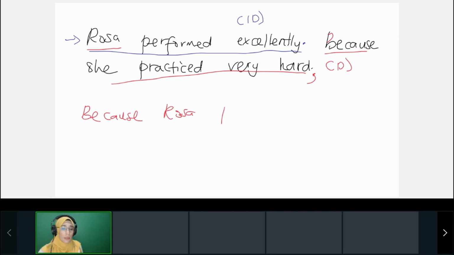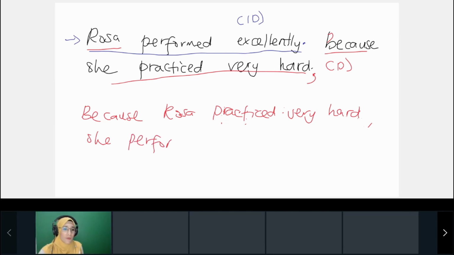Because Rosa performed excellently. Oh, sorry, the teacher also made mistakes. Okay, so again, let's just write it again. Because Rosa practiced very hard, she performed excellently. Okay, so you can switch it this way as well.